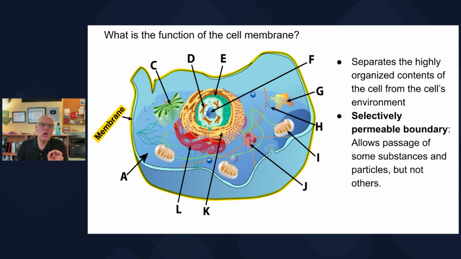The key term connected with cell membranes is selective permeability. Membranes are selectively permeable. They allow the passage of some substances and particles through, but not others. Membranes are picky. Membranes are like a bouncer. They'll let certain things in, but not others.